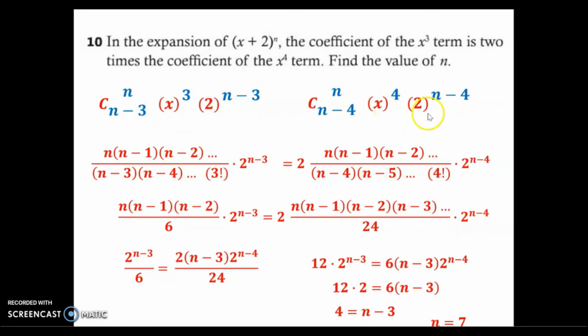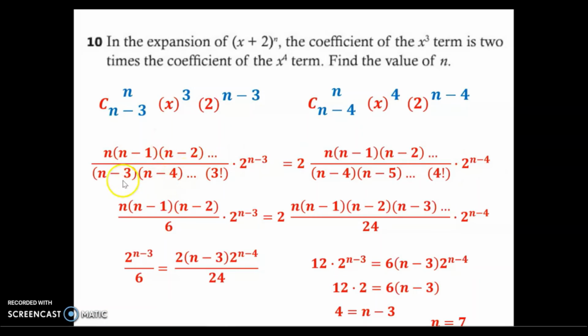The x cubed term. Here's the x to the fourth term. Here's all that set up like we did before. But there's something extra here. It is this: in the last question, the second part of the binomial was a 1. Here it's a 2. So we can't ignore it like we did in the last question. 2 to some power, it matters. That number is still part of your coefficient. So I kept the 2 to the n minus 3 power here, and I kept a 2 to the n minus 4 power here. Okay, this makes it a little more complicated, but the other principles are the same.